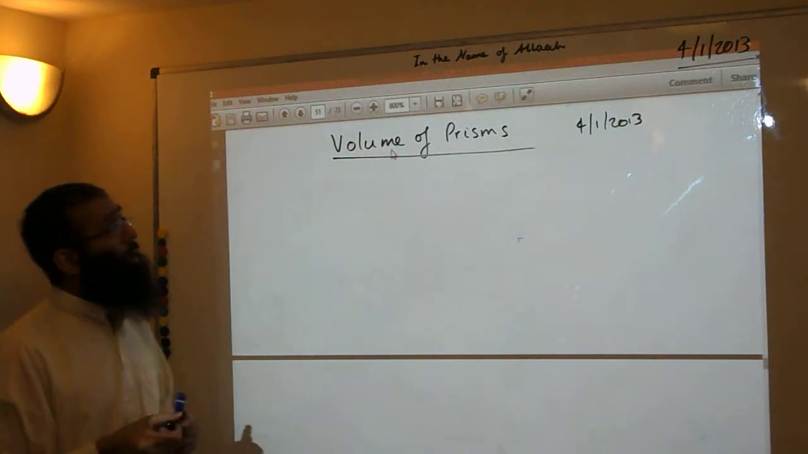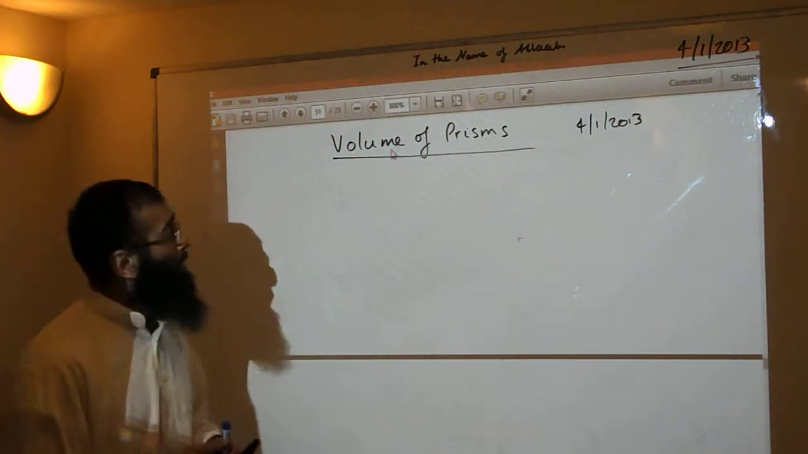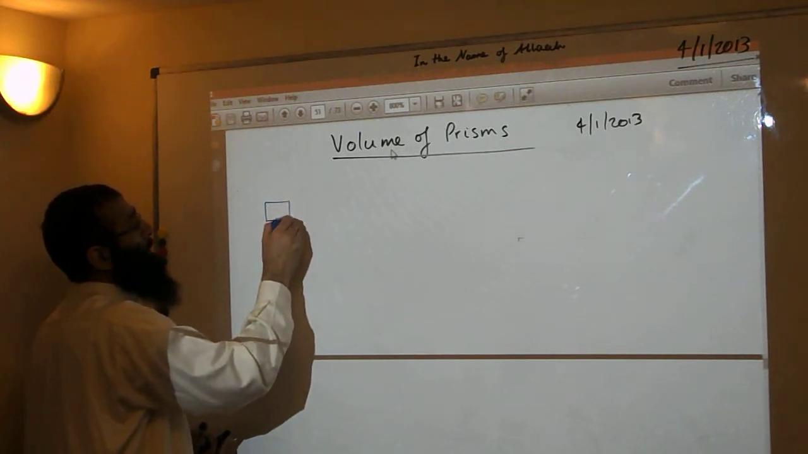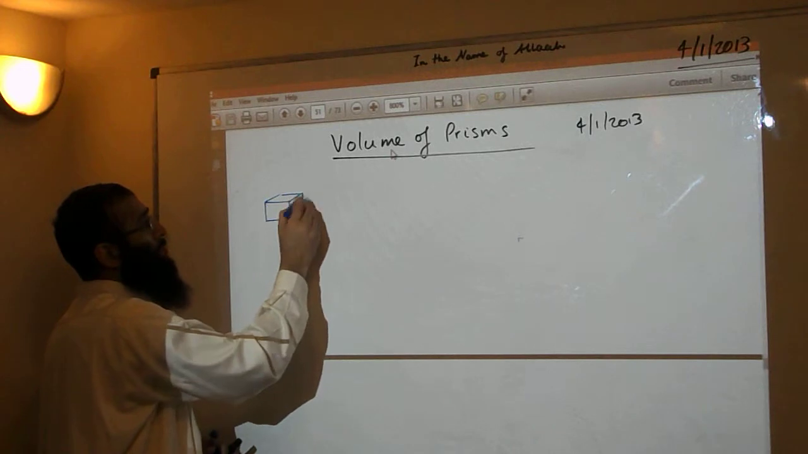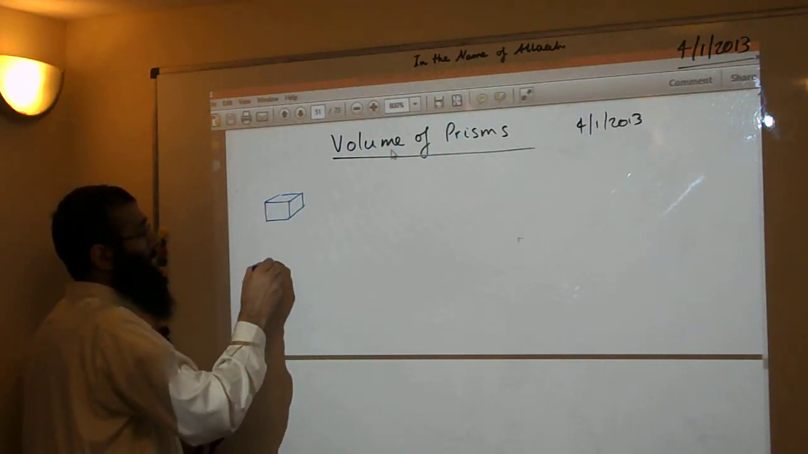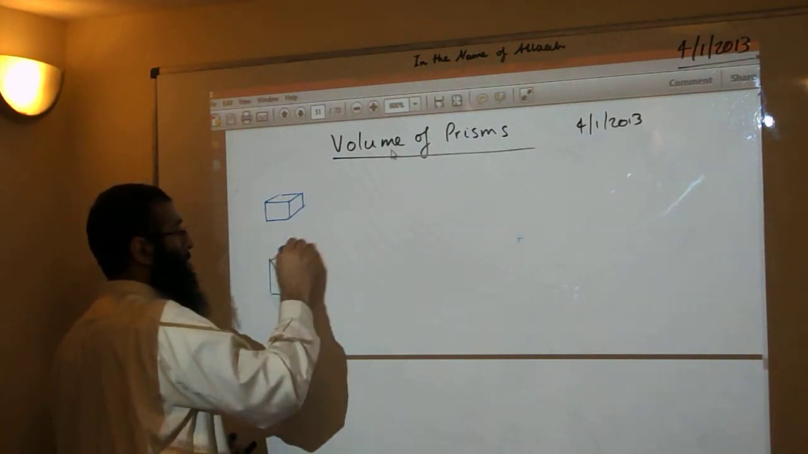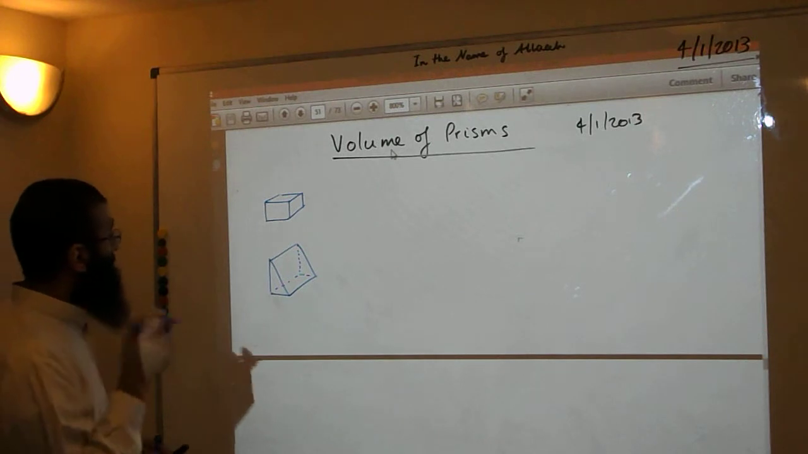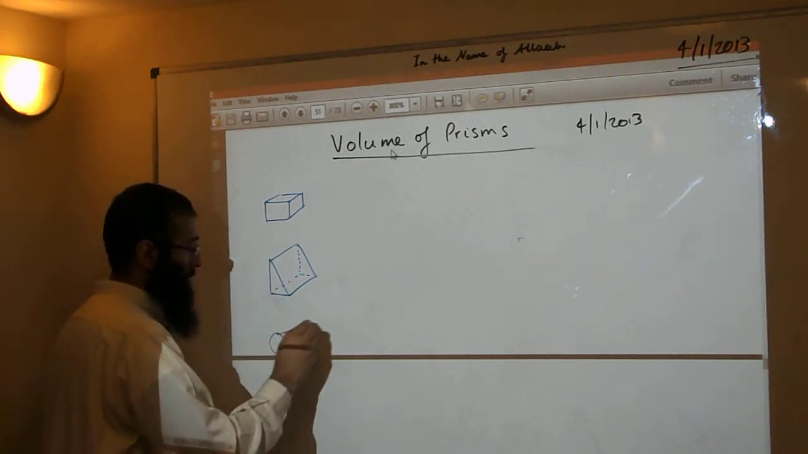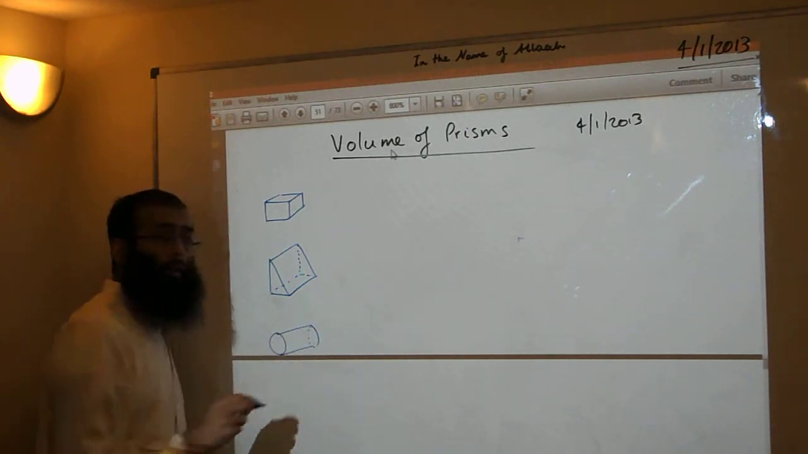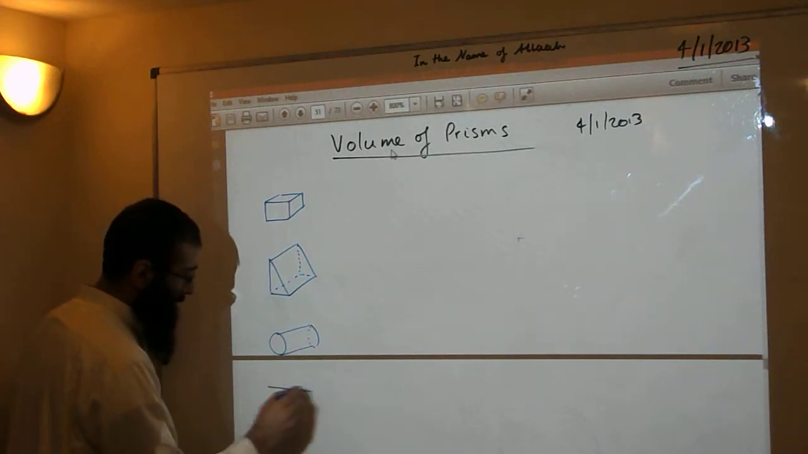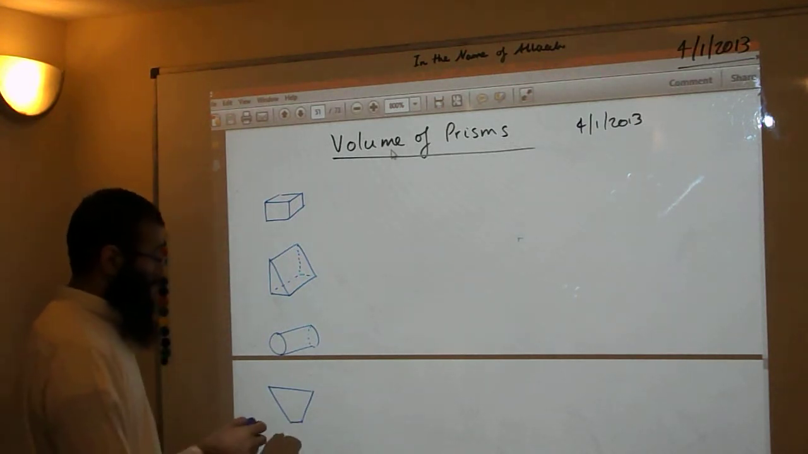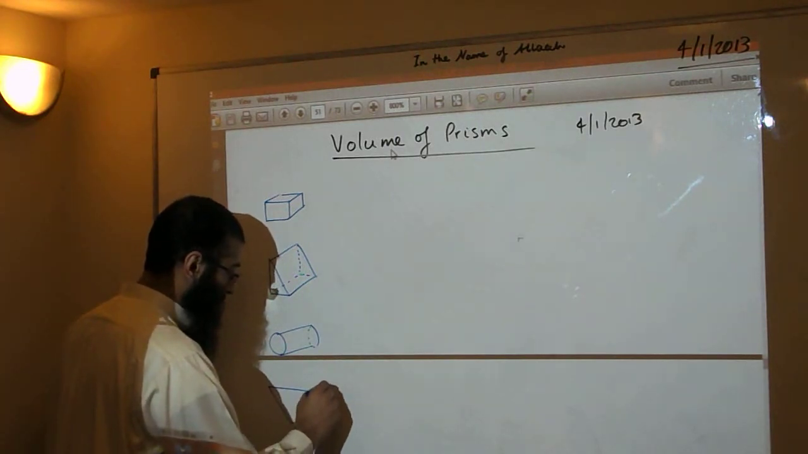Now, when we talk about volume of prisms, what are we talking about here? This particular topic is really an extension of area. So, for example, we have our humble cuboid, and after that we have our trusted triangular prism, and then after that we have our lovely cylinder, and not to forget our lovely trapezoid, or some of my students call it a skip, if you make it into a 3D drawing.